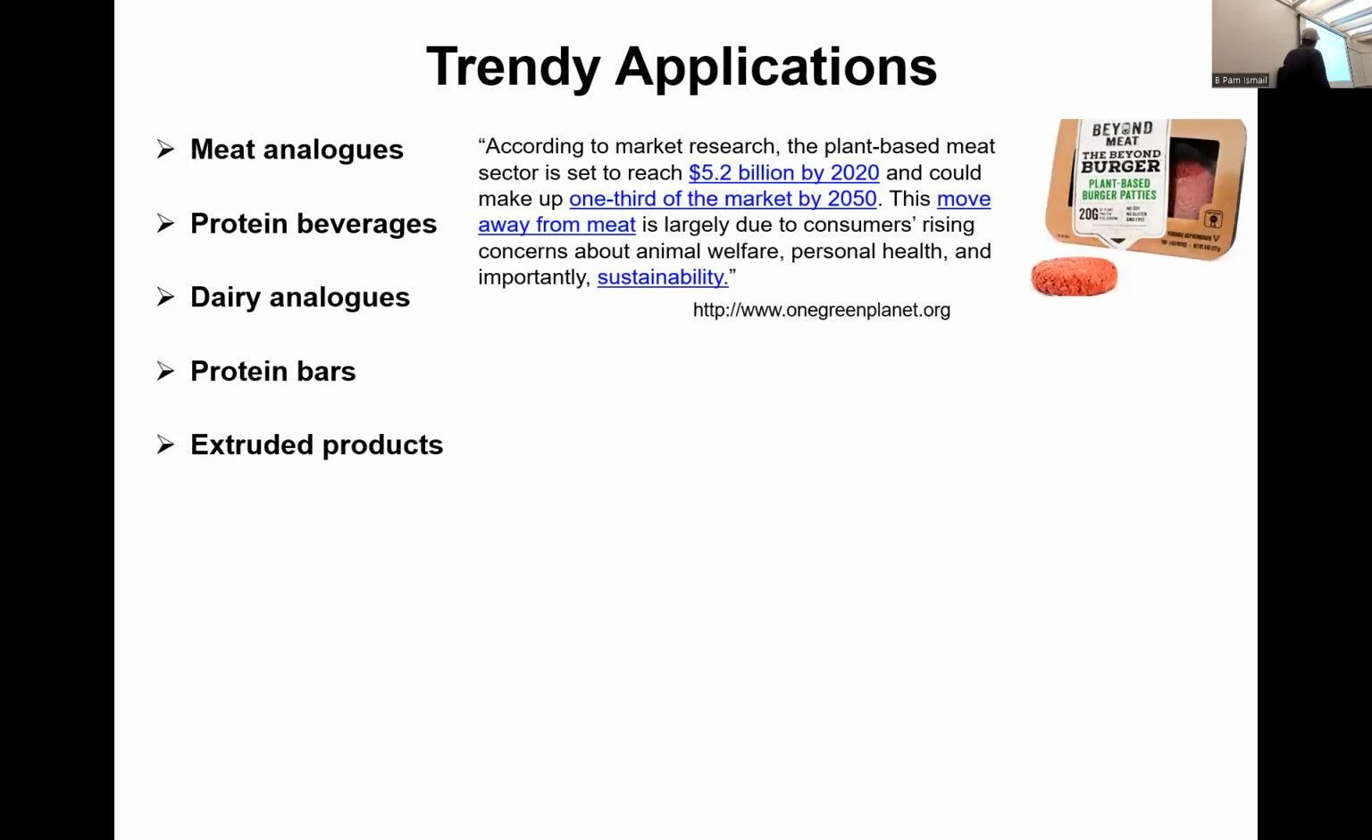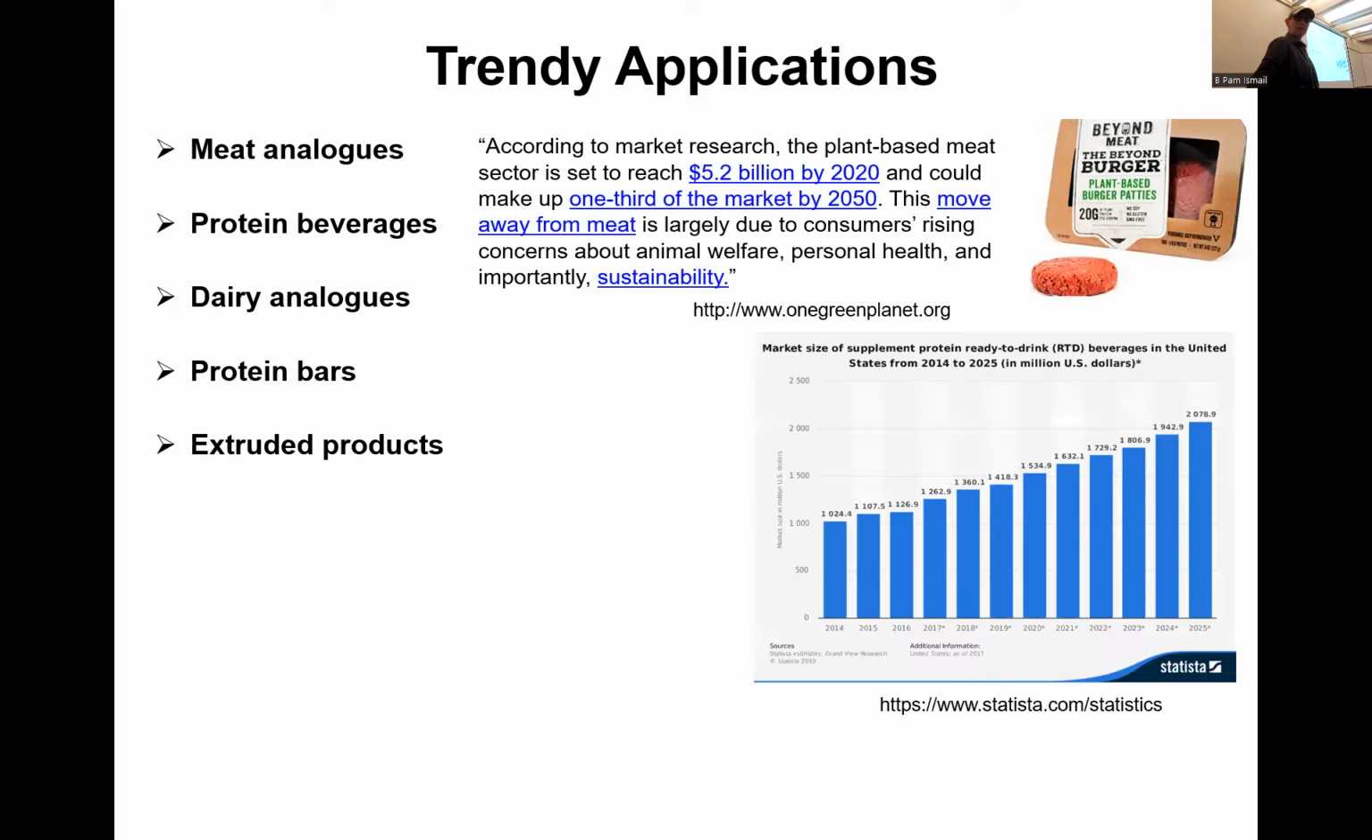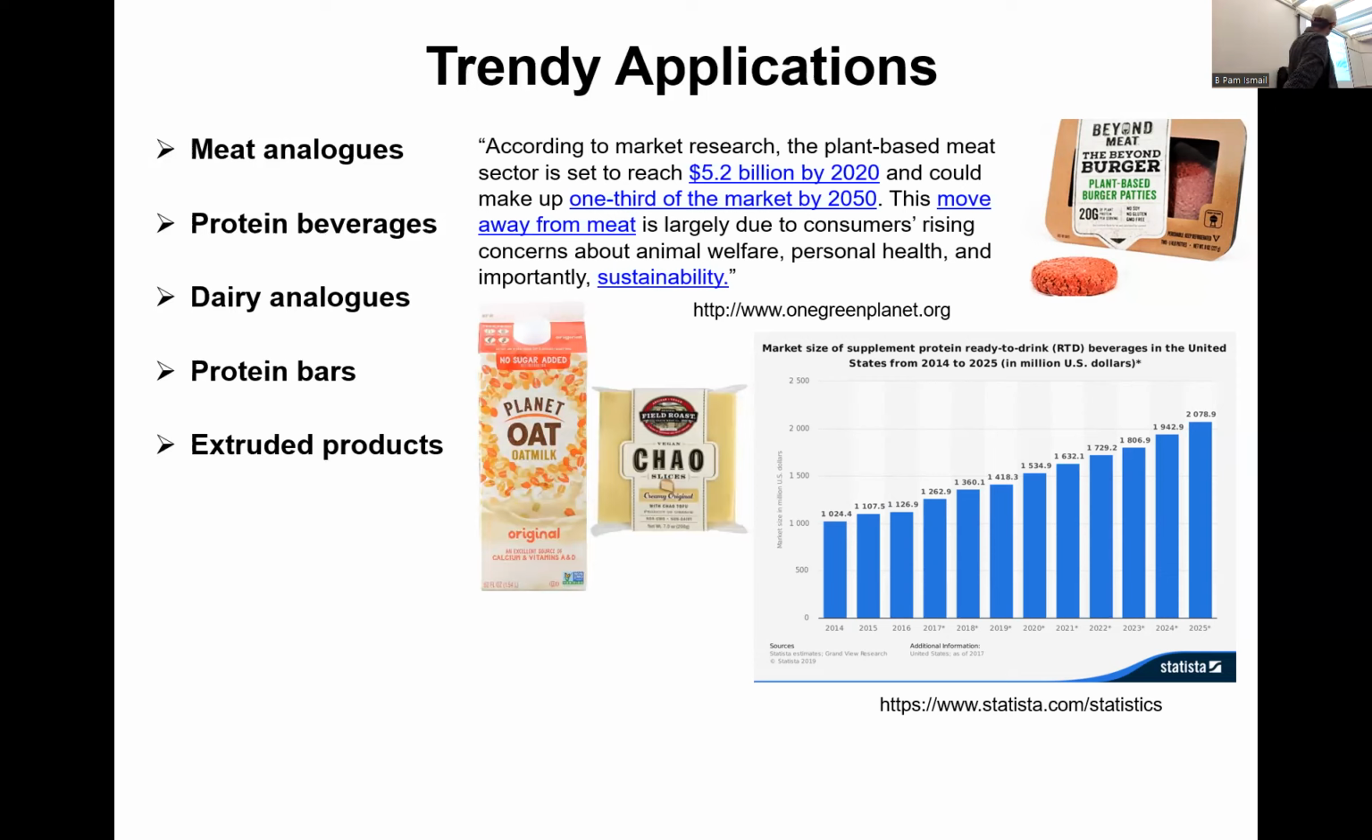So we see that there is a projection on how big that market is going to be for alternative meat. Beverages are also doing well and increasing. That's the US market, projected to exceed 2 billion by 2025. And then we have dairy analogs, non-dairy milk, non-dairy cheese, and others like snacks, protein bars, extruded products. These are all becoming trendy for plant-based sources of protein.